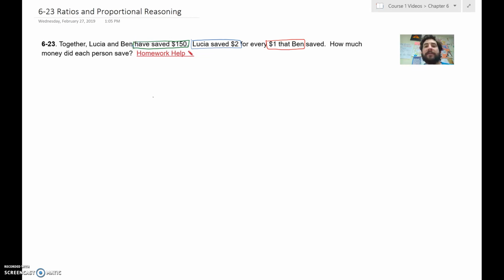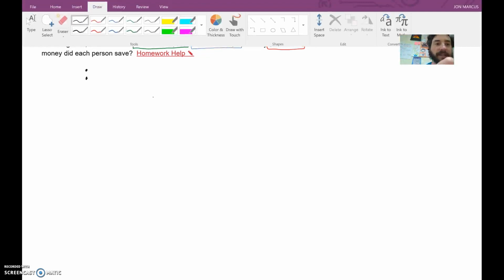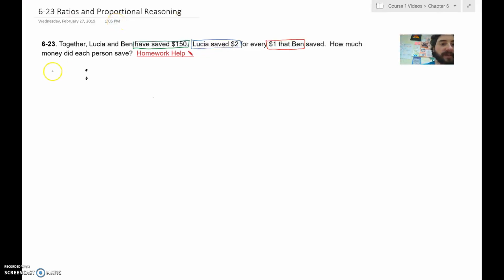So we have three quantities that we can compare, and a ratio is perfect for comparing two or more quantities. So I know that, and we're going to use these colons to indicate a ratio, Lucia has saved $2, and we're going to call that 2L for Lucia. And I know that Ben has saved $1. So for every 2 that Lucia saves, Ben saves $1.